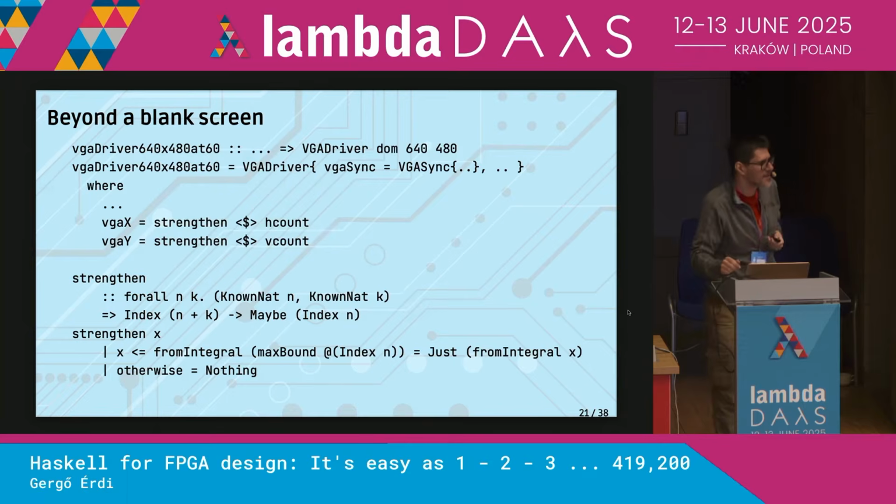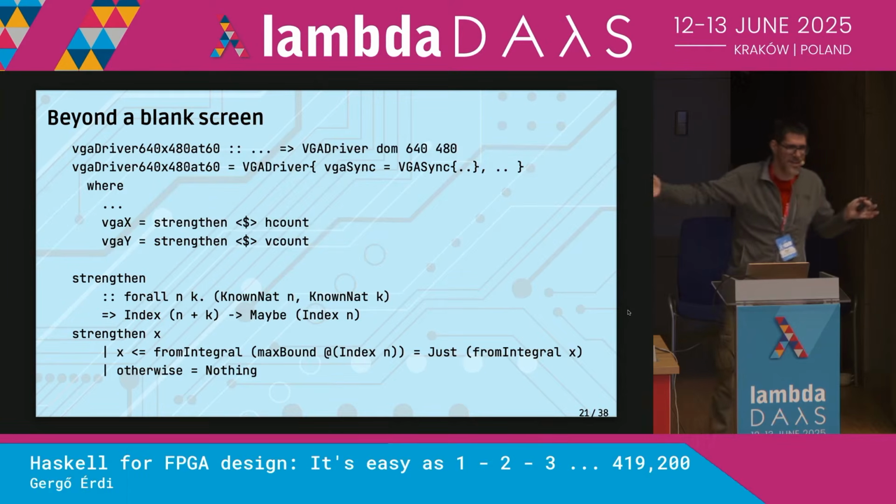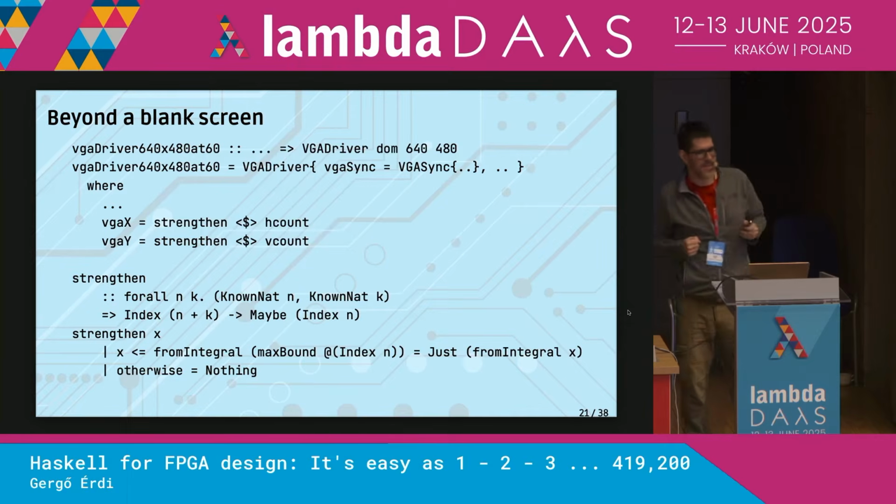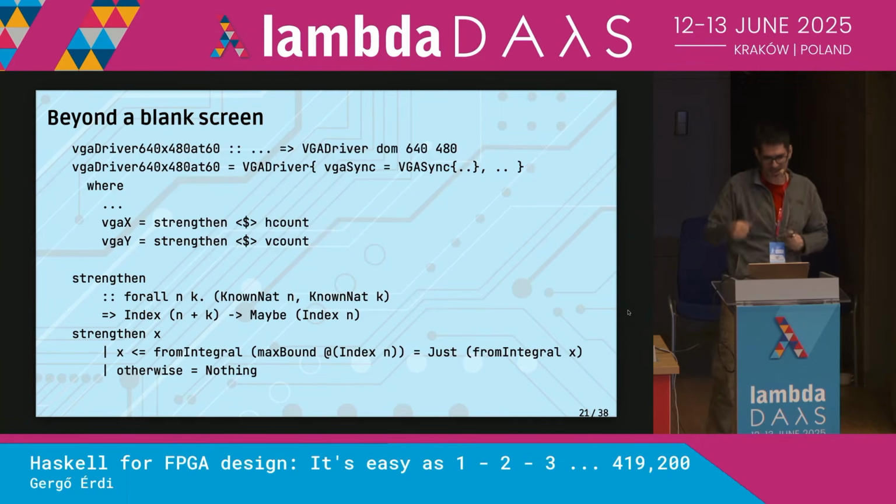We have already seen how we generate the counters. We just need to strengthen them, in the sense that if I have an index 800, I can turn that into maybe index 640 by returning just the same number if it's below 640, or nothing when it's above, right? This is the usual meaning of strengthening, because you have a more restricted type if you have a smaller size in your index type. So if we strengthen the horizontal and the vertical counter, that gives us the horizontal and the vertical visible coordinate.